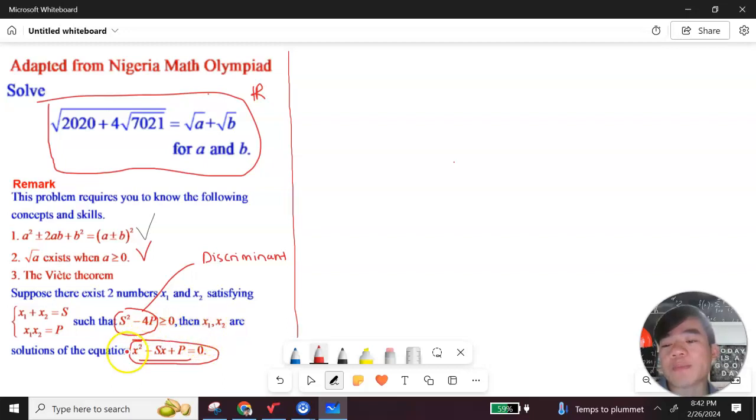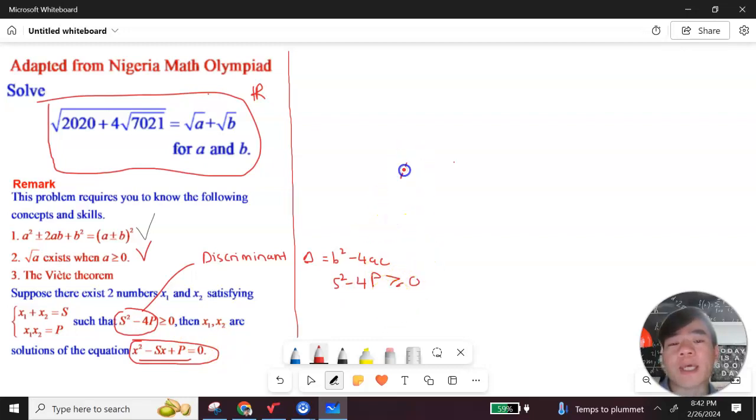And S1, S2 must be solutions of this equation. The discriminant, delta, equals b square minus 4ac. Here b would mean S, so it becomes S square minus 4 times a, where a equals 1 and c equals P. That's why this thing must be greater than or equal to 0.